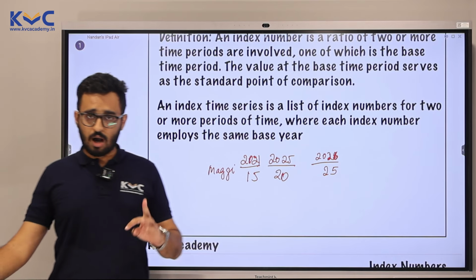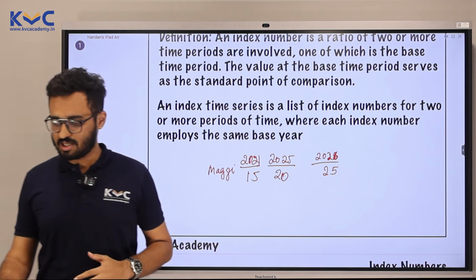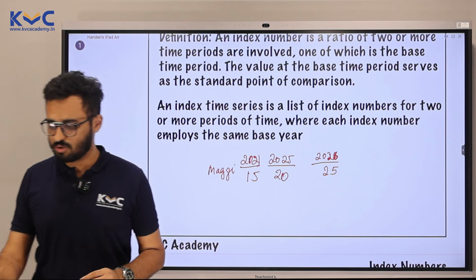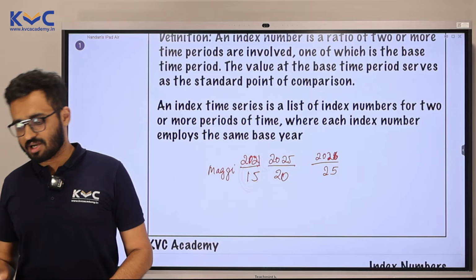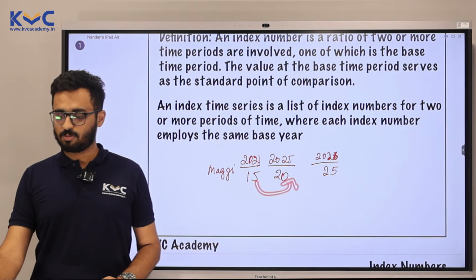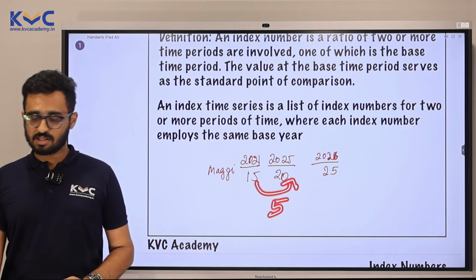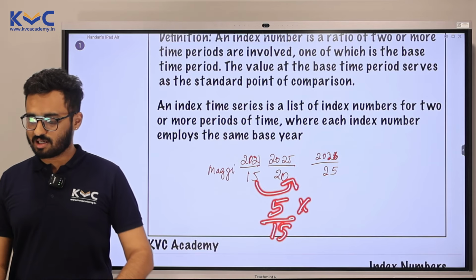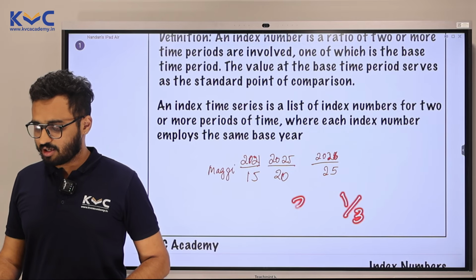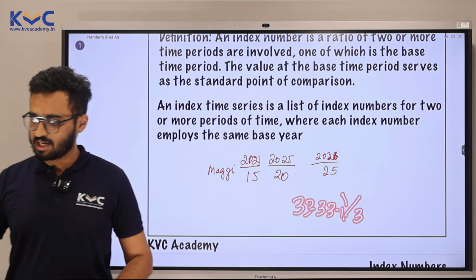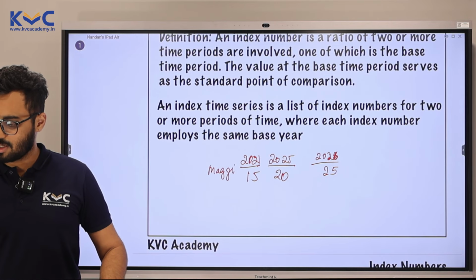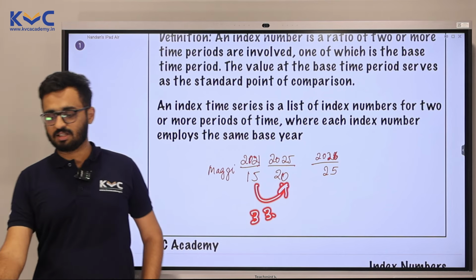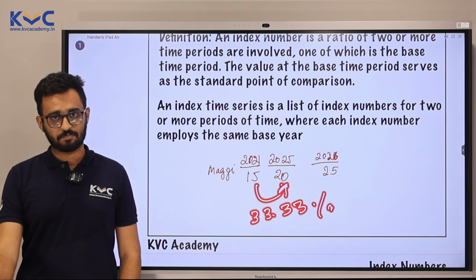Now, if I ask you how much Maggi's price has increased from 2021 to 2025 and then to 2026, how would you tell me? You would say, sir, it was 15 rupees in 2021, it has increased to 20 rupees. That means there was an increase of 5 rupees. So, 5 rupees on 15 rupees, because 15 was the earlier price. So, you would say, sir, there was a 1/3 increase or 33.33% increase, correct? 15 plus 33.33% is what? 20 rupees, right?